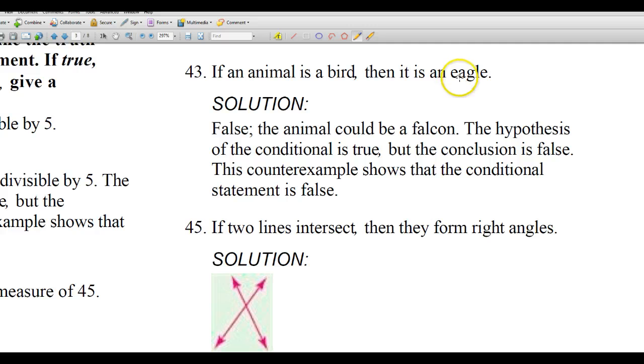No, it's a parrot. So you could say a cardinal. If an animal is a bird, yes, a cardinal is a bird, then it is an eagle. No, it's a cardinal. So there's many different counterexamples showing that this conditional statement is false.